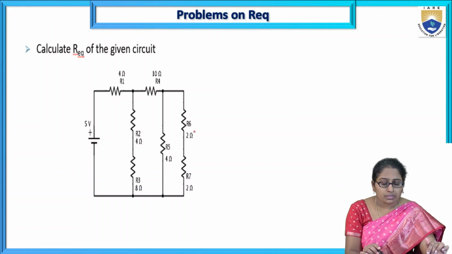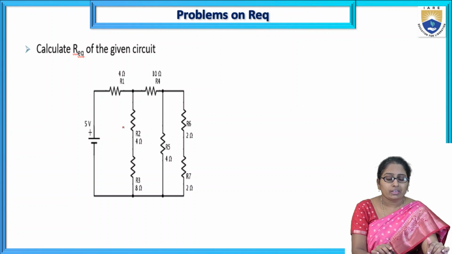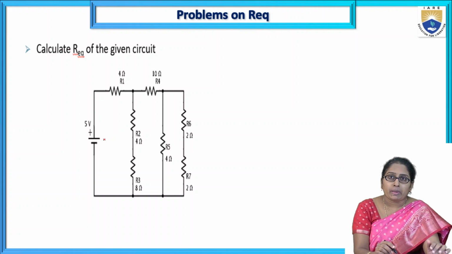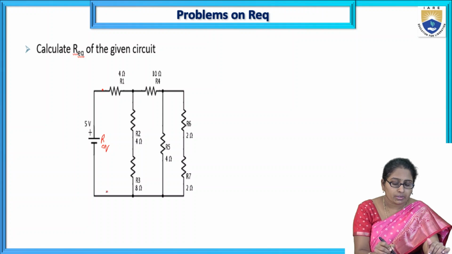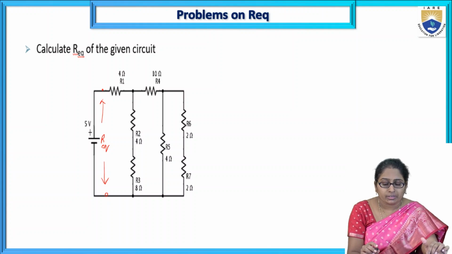Here they have not shown where this R equivalent needs to be calculated. If it is not mentioned, we need to know that R equivalent is nothing but across the supply. Across the supply. That means here, R equivalent is supposed to be calculated.